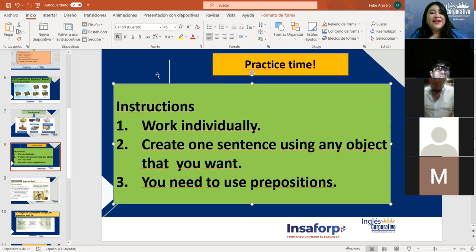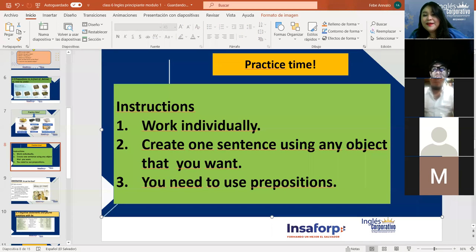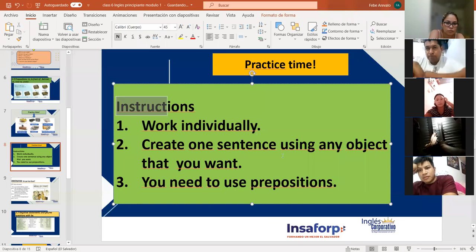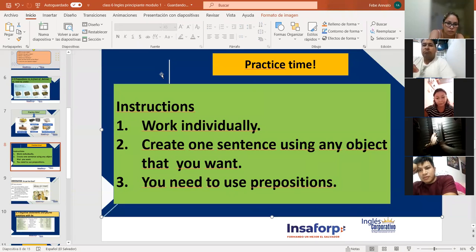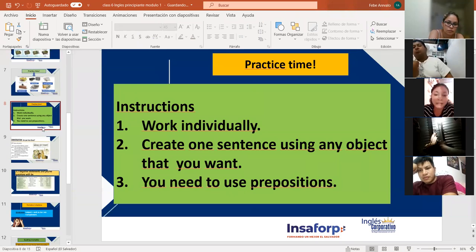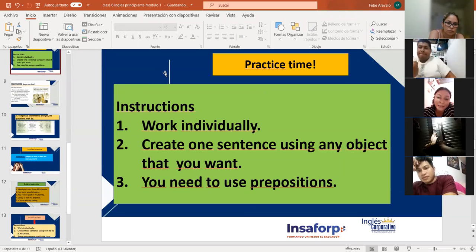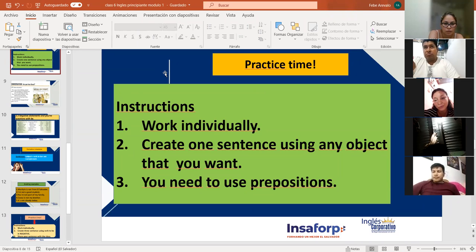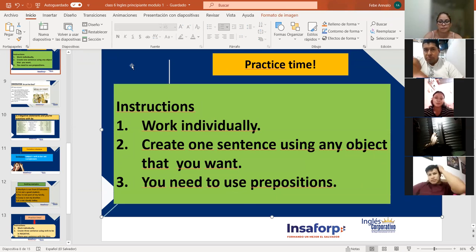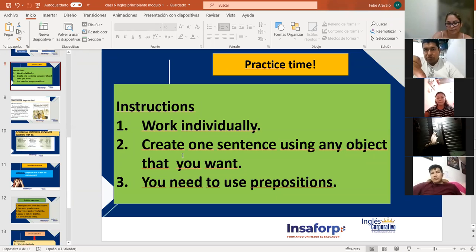All right, let's continue. Instructions, let's see. Stephanie, can you read it, please, the instructions? Instruction. Number one, work individual. Two, create one sentence using an object that you want. Three, you need to use preposition. Excellent. Repeat after me. Use. Use. Excellent. Very good. Use.